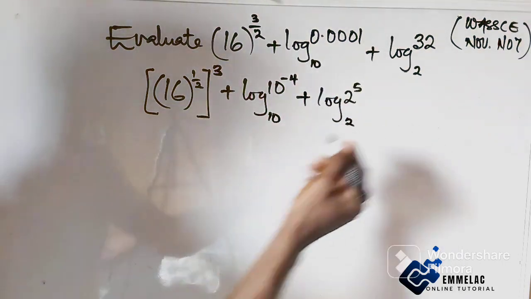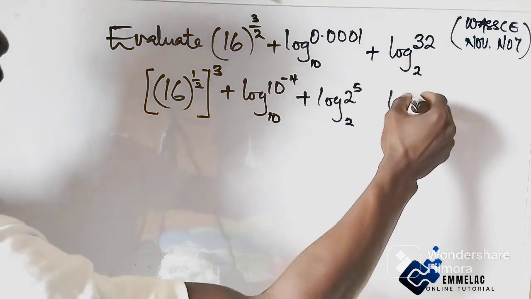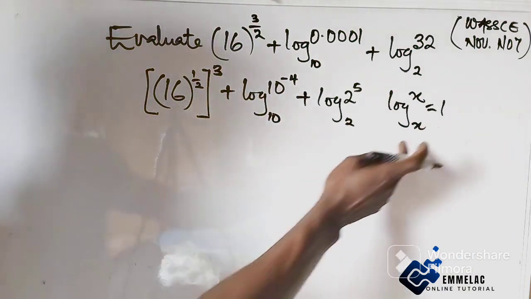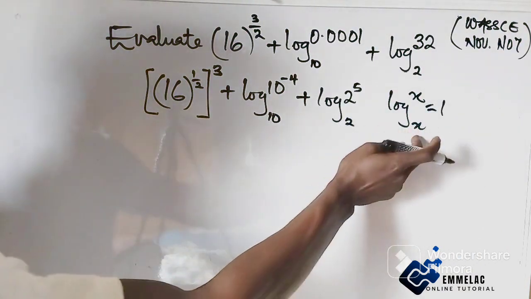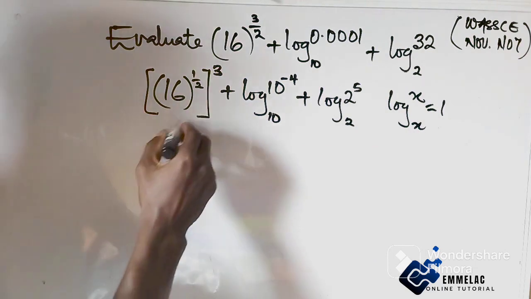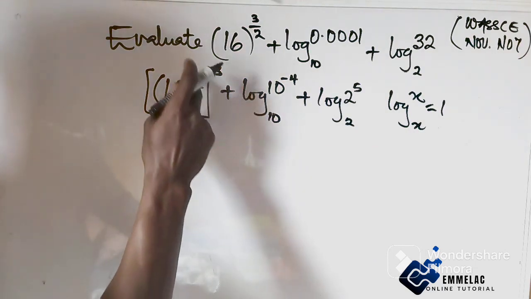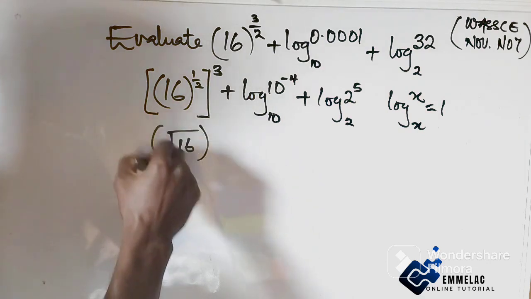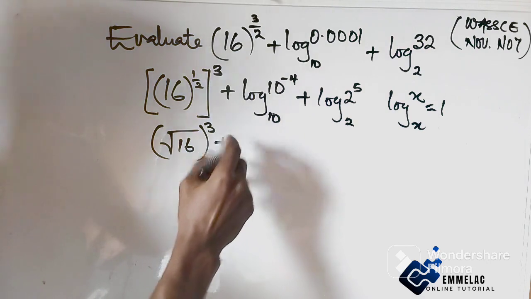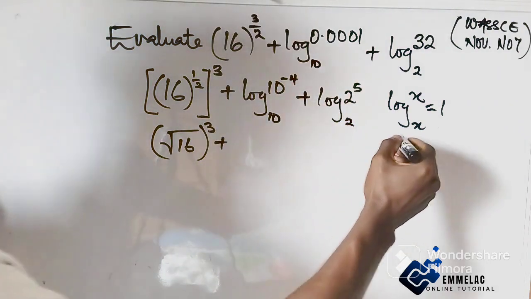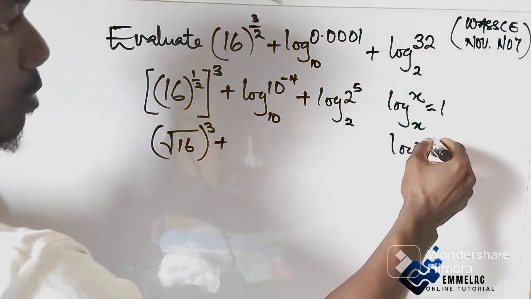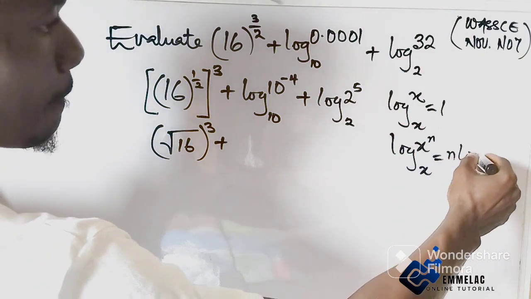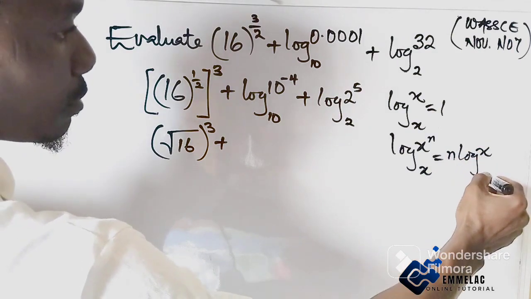Okay, now in this case, let us recall that log x base x equals 1. So we can follow this using this principle. Now our power of half is the same thing as the square root of 16. Now plus, bring down this, and we know that log of x raised to power n, base x, will give you n log x base x.